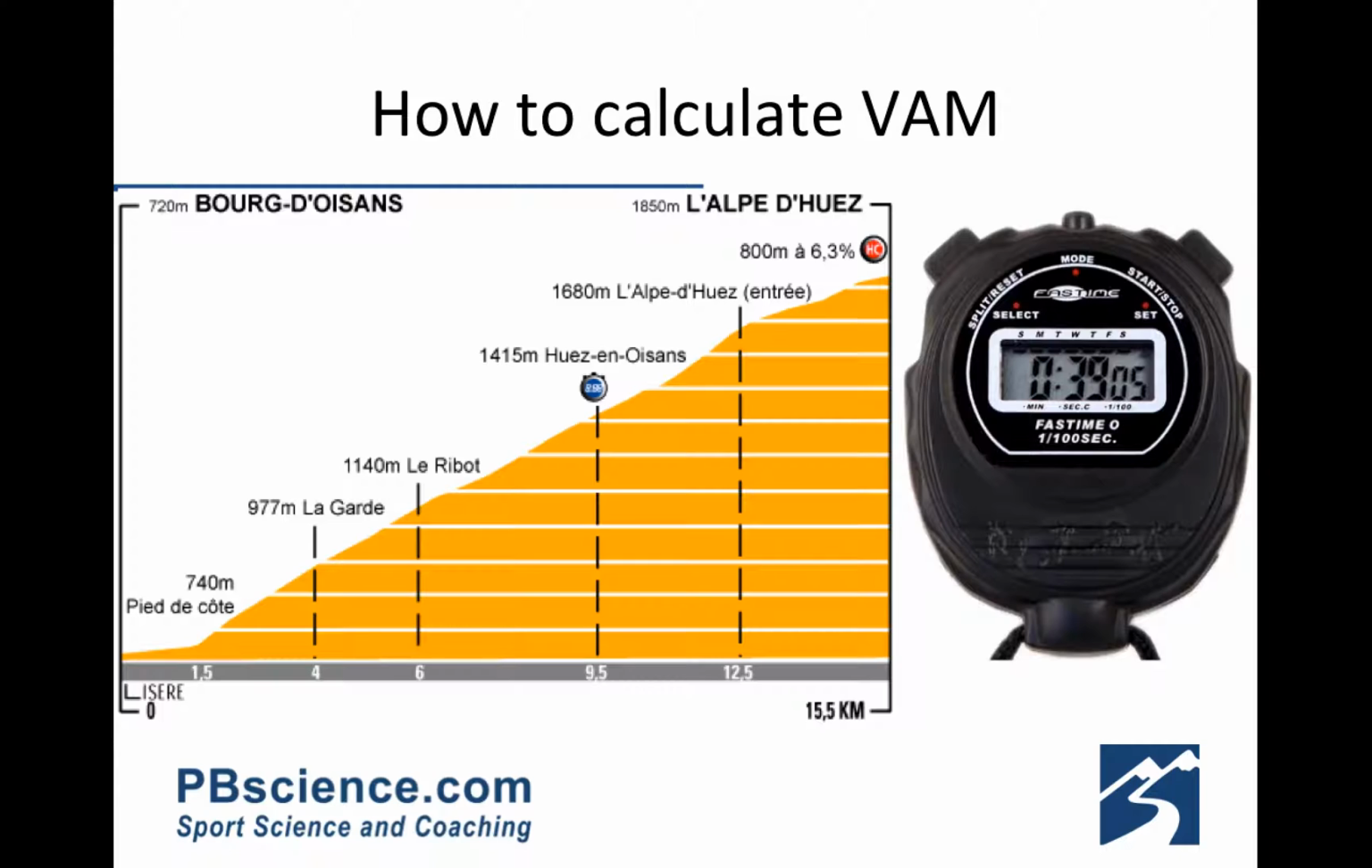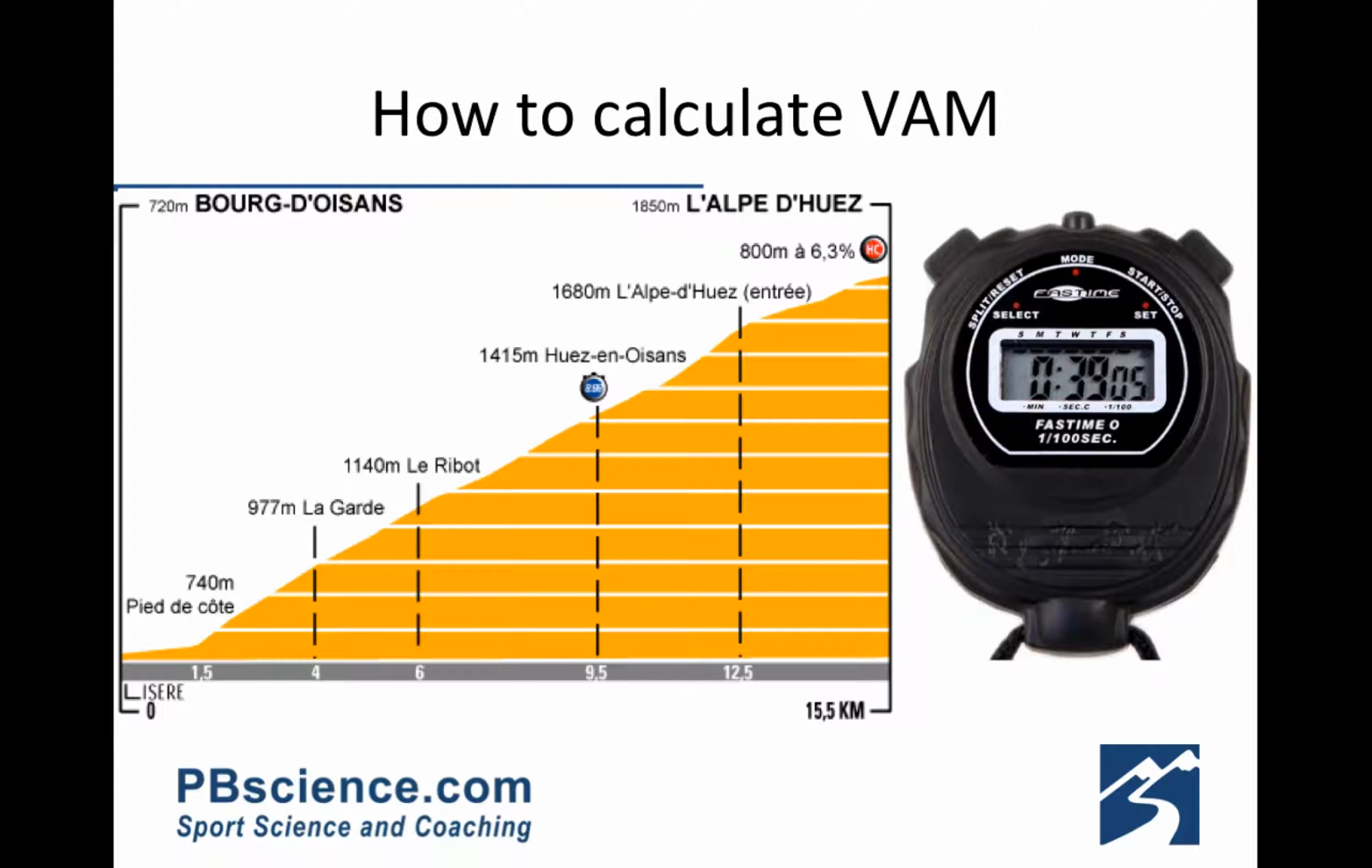The famous climb of Alpe d'Huez, perfect example in my eyes. All we're interested in is the vertical elevation, so we take the elevation at the top of the climb, in this case 1,850 metres, and subtract the start elevation down in the town of Bourg-d'Oisans of 720, and we get a total elevation gain of 1,130 metres. The only other piece of information we need is the time taken, which can be from a stopwatch.